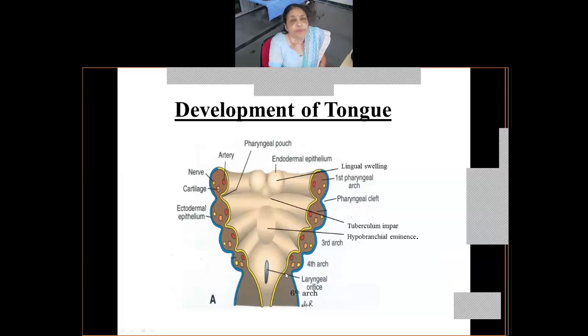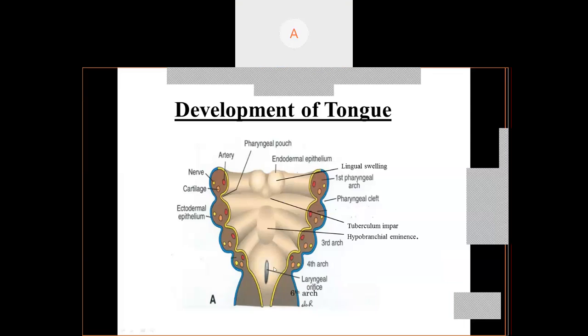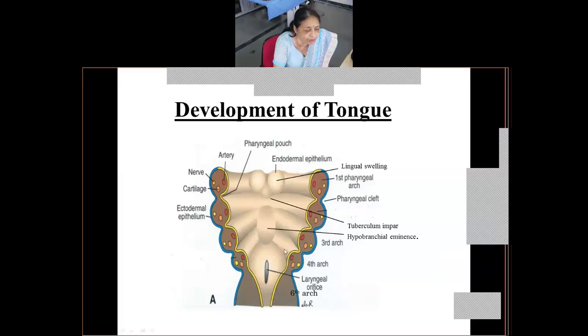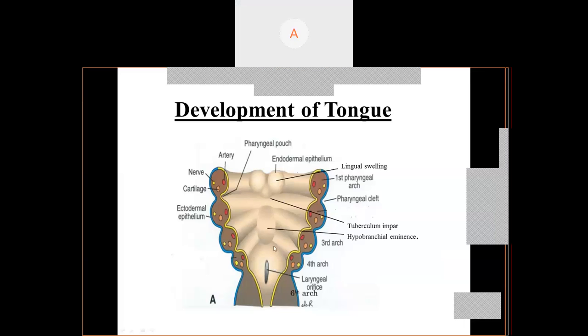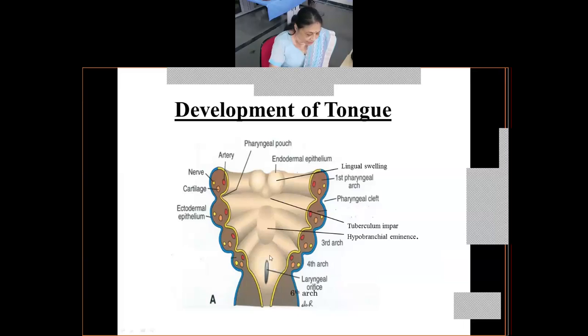What structures does the fifth arch ultimately form? What will they ultimately form? That is the ultimobranchial body. Can you hear me? Hello? Yes, ma'am, we can hear you. Okay, but you are not giving any answer. I am asking you a question. You are laughing. Okay, so you will not discuss with me.